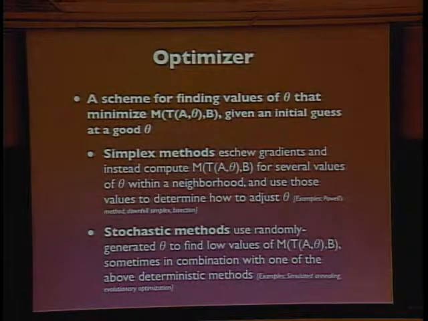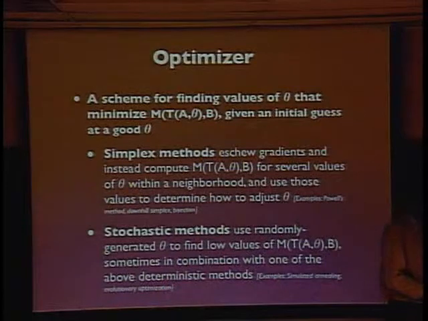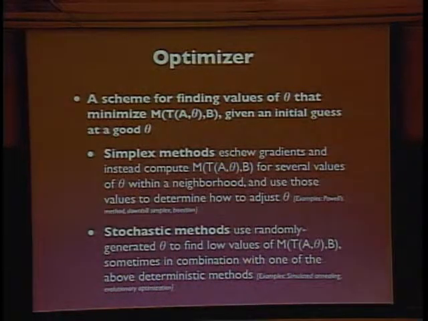Then finally, there are these things called stochastic methods, which is something like taking a random walk or a semi-random walk. So given an initial set of values for your parameter vector theta, you take a random leap to a new location and evaluate how good the goodness of fit is there, how low M is.